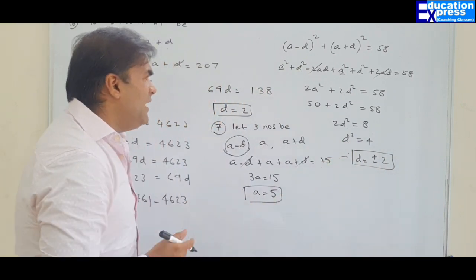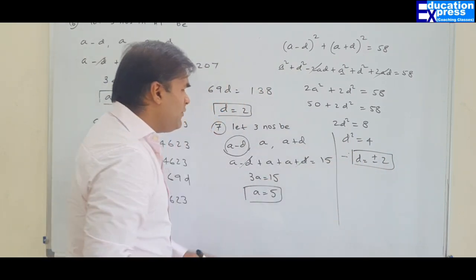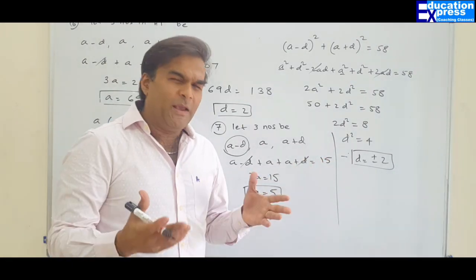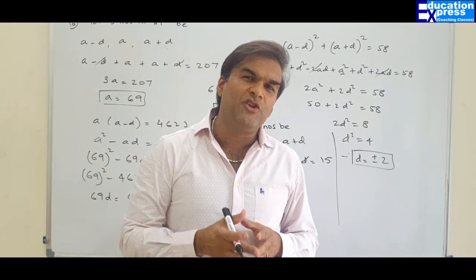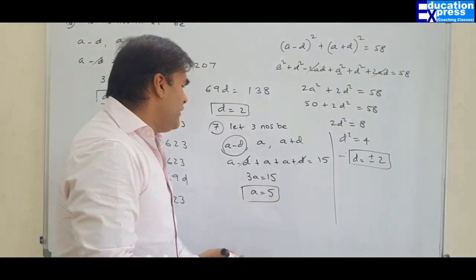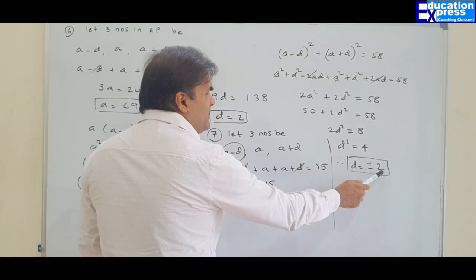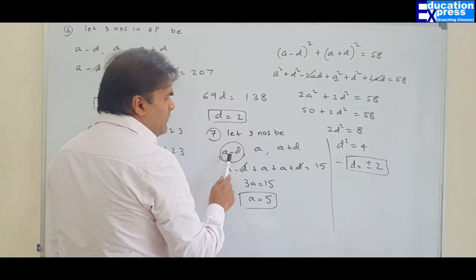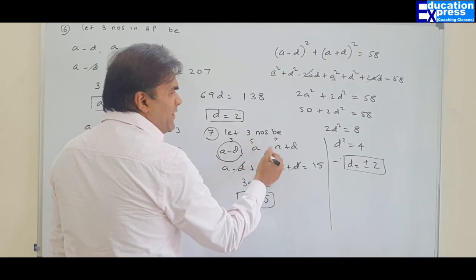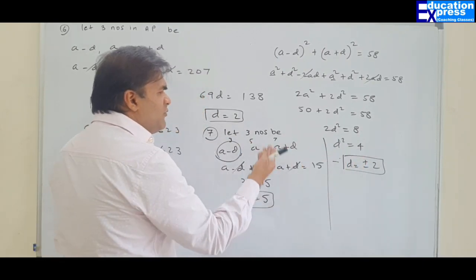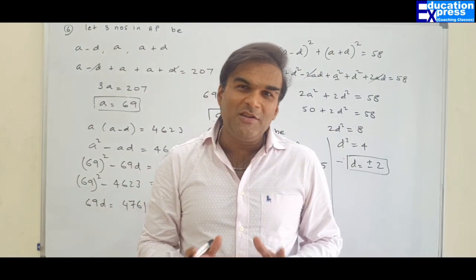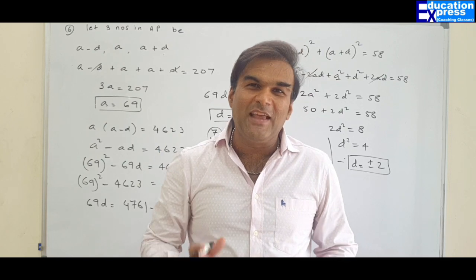So, my dear friends, once we have found the value of A and found the value of D, it becomes a very simple job of merely substituting, and in substituting you get all the three numbers. Supposing I take D as positive 2, so 5 minus 2 is going to be 3, then 5 and then 7. If you take D as negative, your series will be 7, 5 and 3. It's not going to make any difference to your series. So question number 7 is also done. Let's move on to the next question.